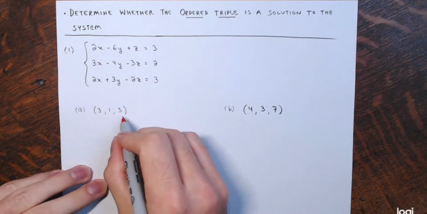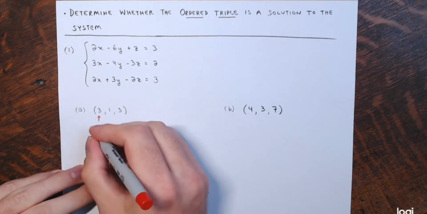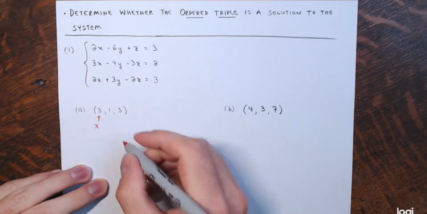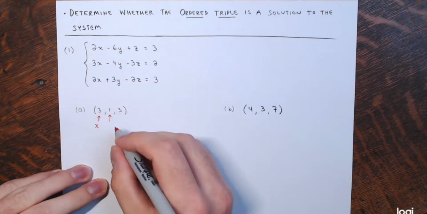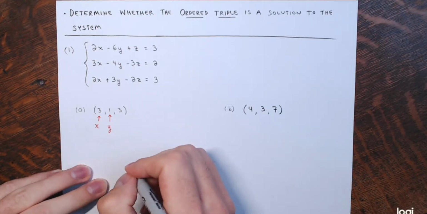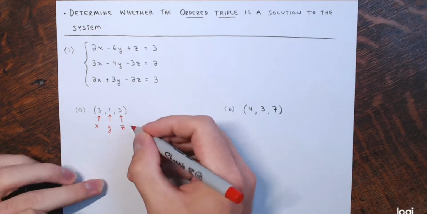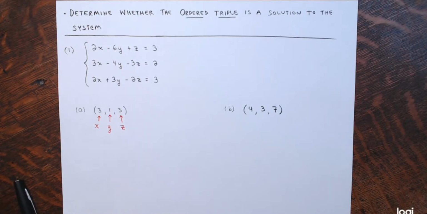The ordered triple comes in a specific order. As I mentioned, the first coordinate is the x value. The second coordinate, which is 1 here in part A, is the y value, and the third coordinate is the z value. It's always going to be in that order, typically in alphabetical order. We're using x, y, and z in this video. In other examples you might come across, the letters could be different. It doesn't always have to be x, y, and z, but it will be for this video.